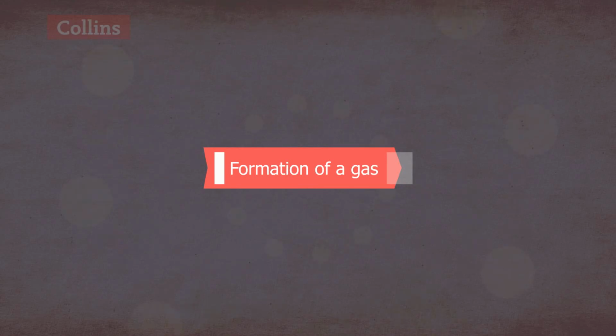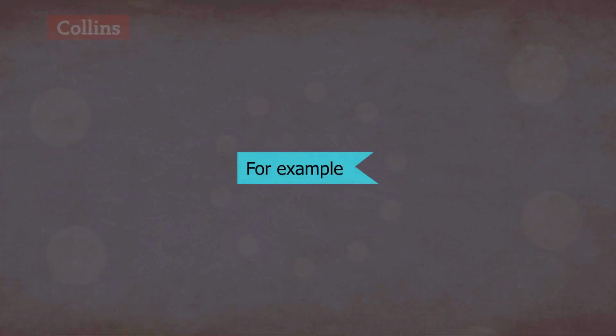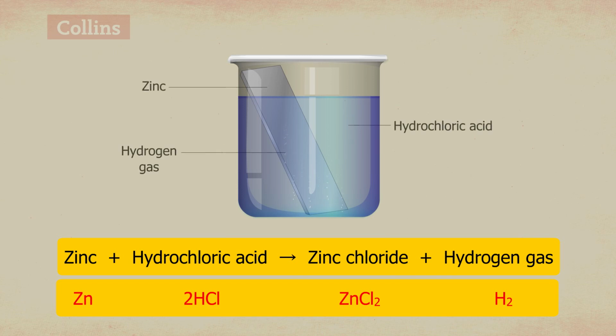In some chemical changes, a gas is formed as a product and is released as effervescence. Common chemical reactions with effervescence usually release either carbon dioxide, hydrogen, or ammonia. For example, when zinc granules are added to hydrochloric acid, bubbles of hydrogen gas are formed.